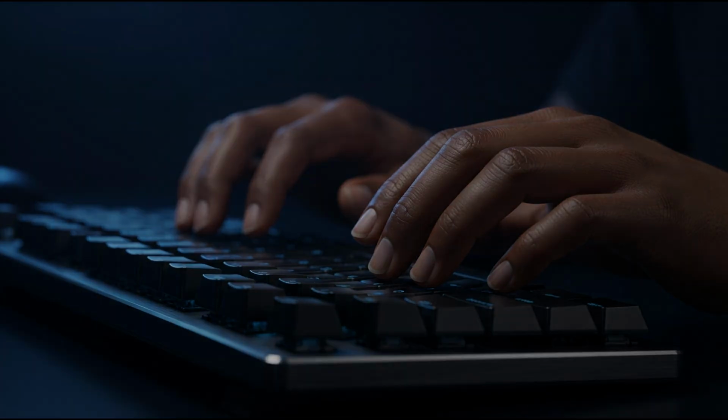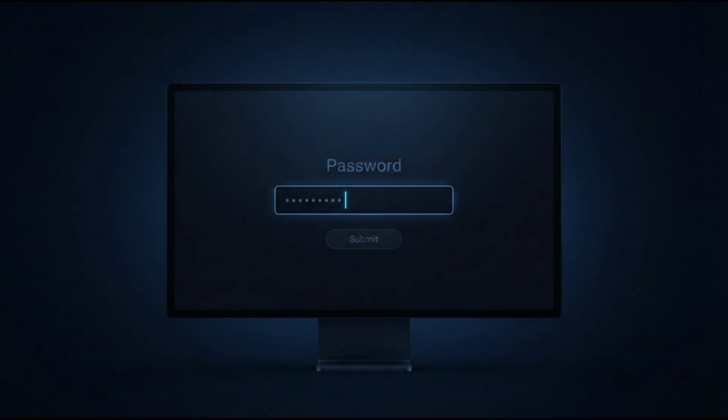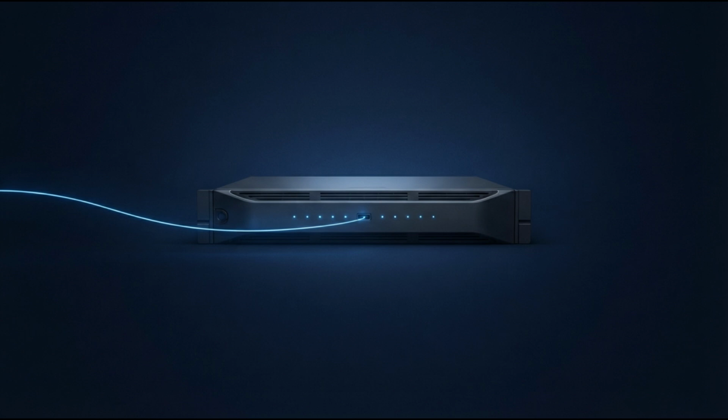Most people assume something simple happens. The password travels to a server somewhere. The server checks it. It comes back with a yes or a no, and that's it. Except that's not what happens at all. What actually happens is something most people never think about, and once you understand it, you'll never look at a login screen the same way again.